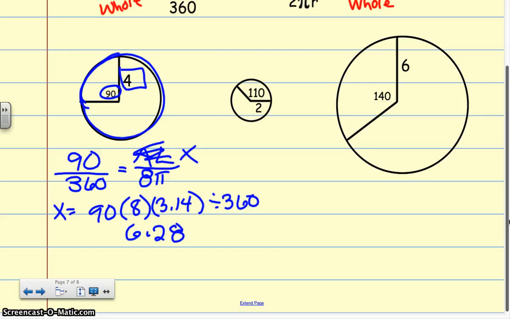Now let's try to recap. What does this 6.28 mean? It means our arc length, this little bit, is 6.28. Okay, the next one, I want you to try to set up the proportion for it.